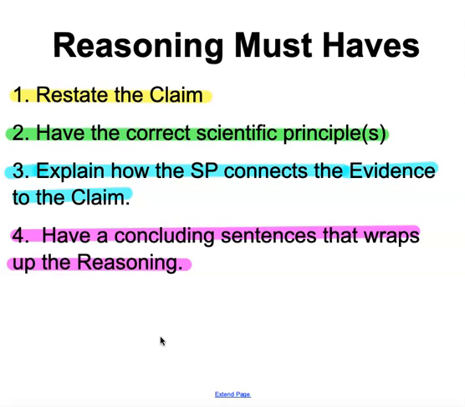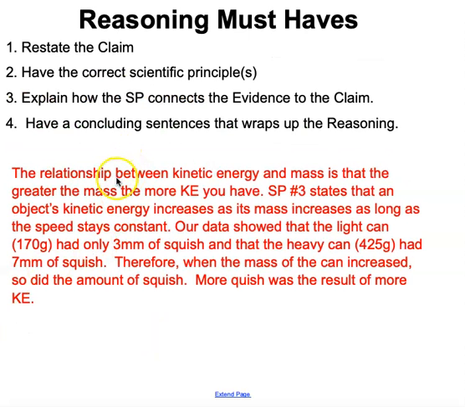So you have to have multiple sentences. You need to have all these parts, and you have to have scientific principles. Those are the two biggies. So here's what I came up with. The relationship between kinetic energy and mass is that the greater the mass, the more KE you have.